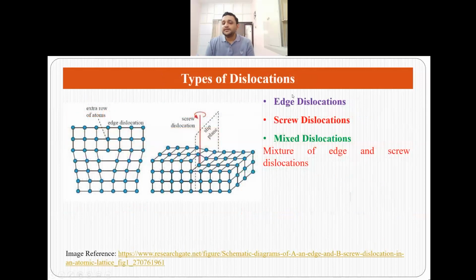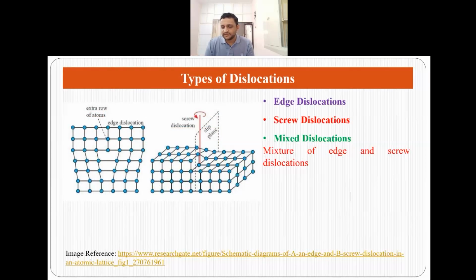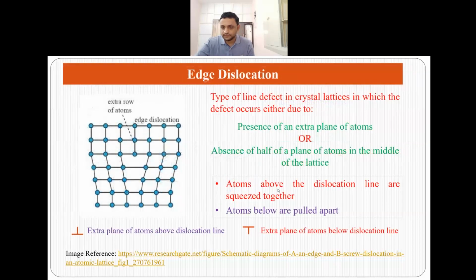Now, there are three types of dislocations: edge dislocations, screw dislocations, and mixed dislocations. Mixed dislocation is nothing but a combination or a mixture of edge and screw dislocations. Now, let's talk about edge dislocation.